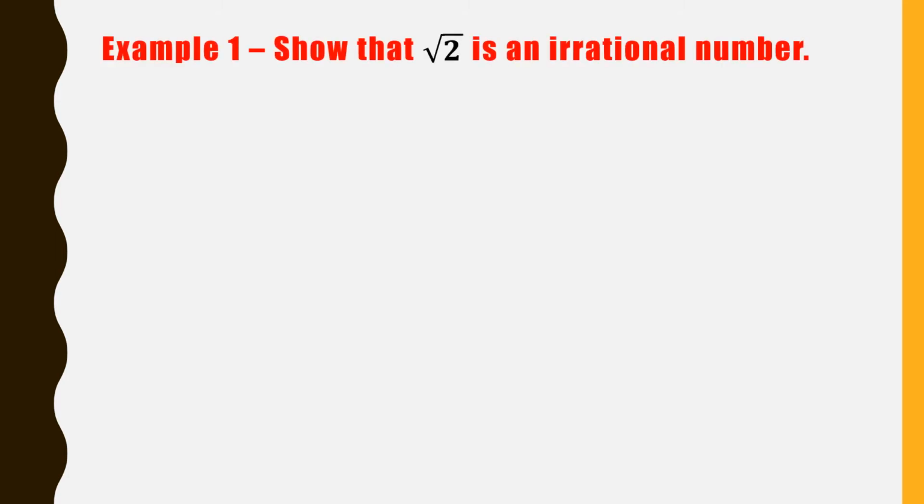Here your question will be like this. Let us take example one: show that root 2 is an irrational number. By the statement we know that root 2 is an irrational number, but here he is asking why it is irrational, so we should prove it. If you see properly, 2 is a non-perfect square number under the root, and roots of non-perfect square numbers are irrational numbers.